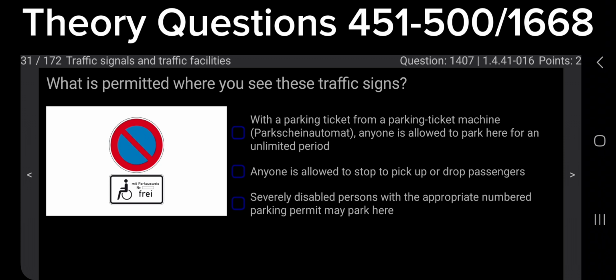What is permitted where you see these traffic signs? With a parking ticket from a parking ticket machine, anyone is allowed to park here for an unlimited period. Anyone is allowed to stop to pick up or drop passengers. Severely disabled persons with the appropriate numbered parking permit may park here.